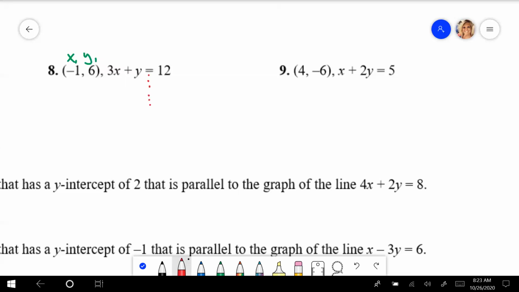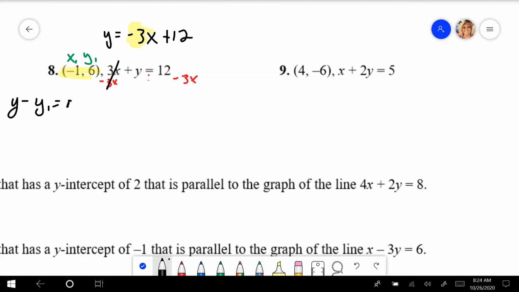So I'm going to write this over here. I'm going to subtract 3x from each side. These cancel, and I'll get y equals negative 3x plus 12. Well, that negative 3 right there, there's your slope. So now I can write it because I have my slope and I have my point. Remember, we're using the same slope because they are parallel lines. Parallel lines have the same slope.